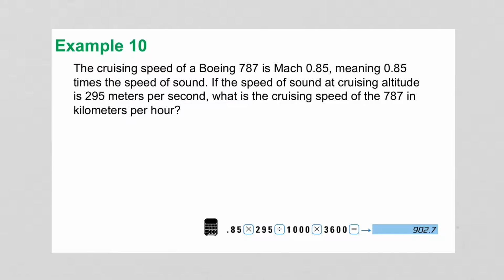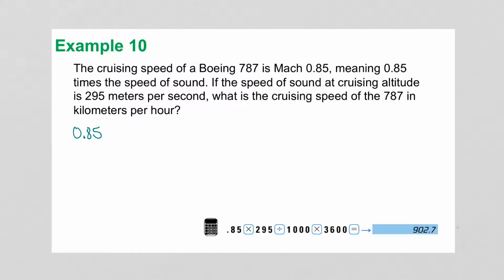Example 10 says, the cruising speed of a Boeing 787 is Mach 0.85, meaning 85 hundredths times the speed of sound. If the speed of sound at cruising altitude is 295 meters per second, what is the cruising speed of the 787 in kilometers per hour? So the first thing we need to do is convert Machs to meters per second. So we can then change it to kilometers per hour.